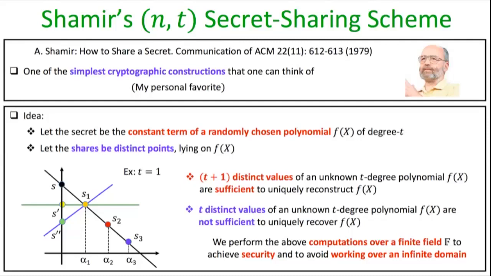So the idea behind Shamir's secret sharing is as follows. If you have the secret S, then the idea here is that to share it, you pick a random polynomial in 2 dimensions.